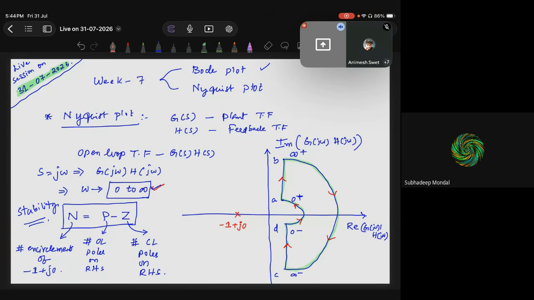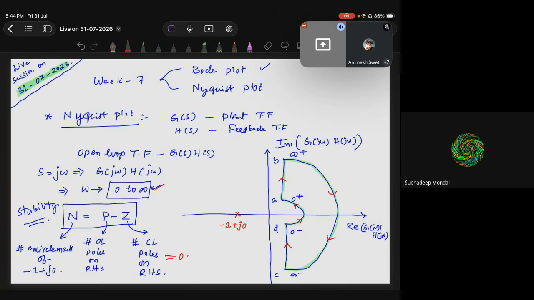What is our requirement? Our requirement is that this has to go to 0. Am I correct? The closed loop system, the number of poles on the right hand side of the S plane should be 0. Am I correct? Okay. So this is the basic structure of the Nyquist plot.